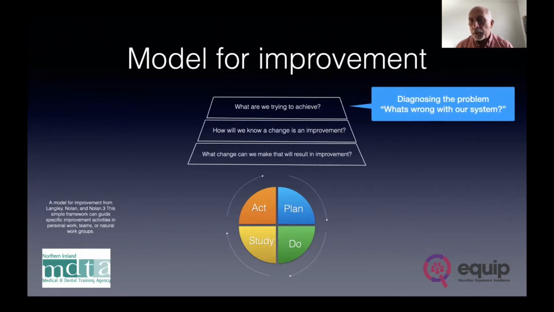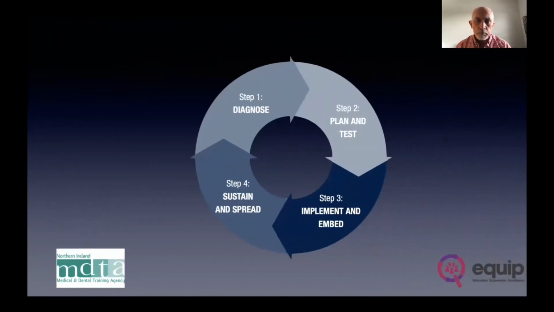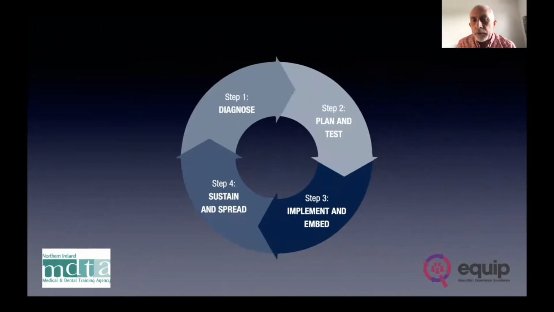The key thing about diagnosing the problem is that it really is really important at the beginning when you're trying to decide what you're trying to achieve, that you really need to spend time trying to consider what the problem really is. And the key question to ask is, what's wrong with our system? What's gone wrong with what we're doing at the moment that makes us want to achieve a change in the first place?